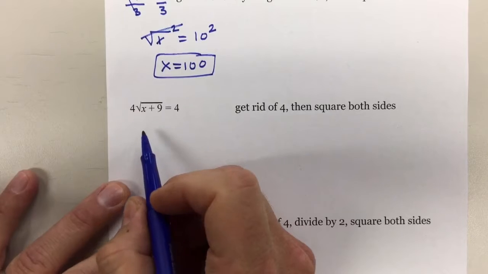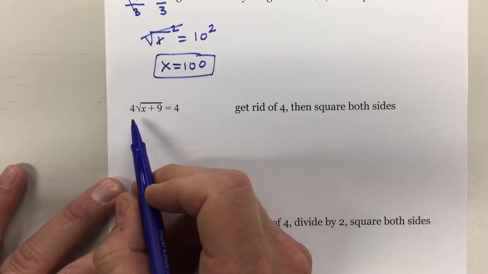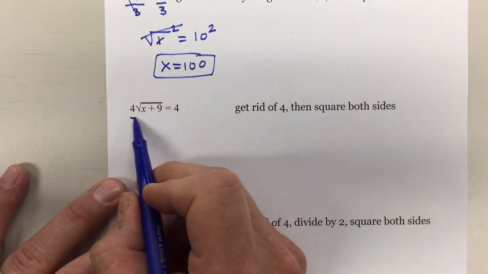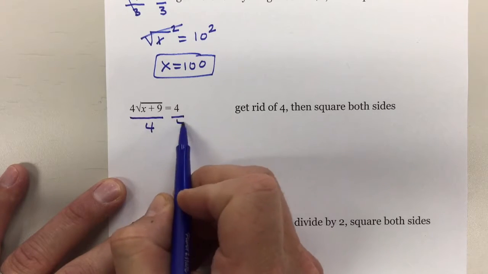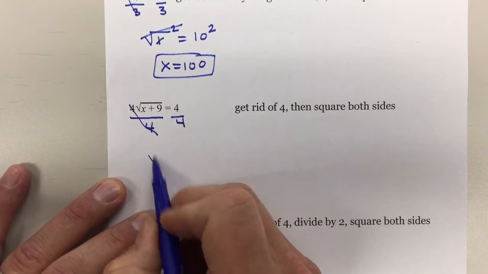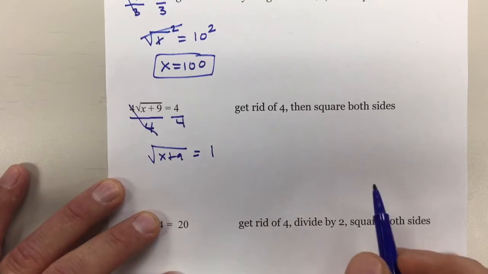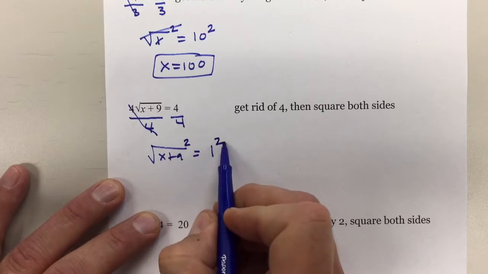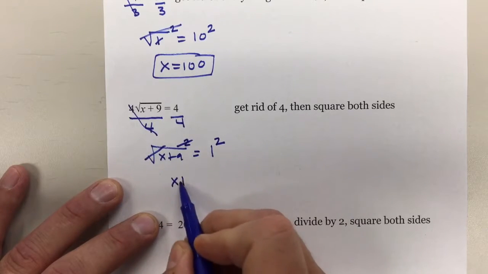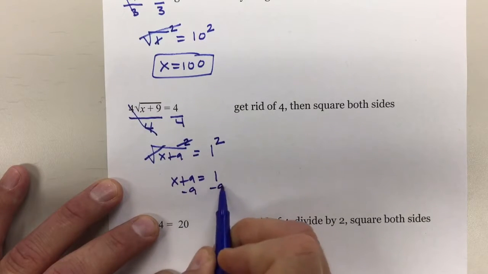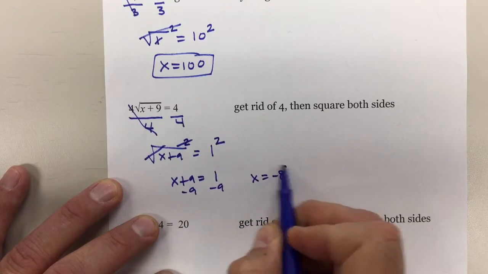So here, I have the square root of x plus 9, times 4, equals 4. So first I'm going to divide both sides by 4 to get rid of this 4. So I have the square root of x plus 9 equals, and 4 divided by 4 is 1. Now I can square both sides to get rid of the square root. And of course 1 squared is 1. And then I would subtract 9 from both sides. I get x is -8.